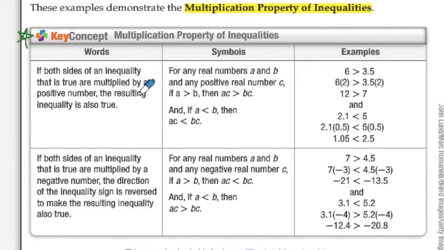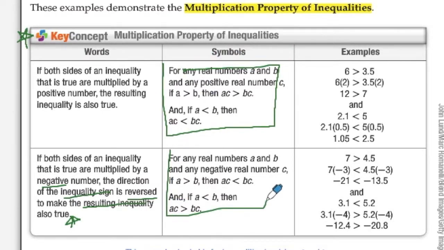If both sides of an inequality are multiplied by a positive number, the resulting inequality is also true. However, if both sides of an inequality are multiplied by a negative number, the direction of the inequality symbol is reversed to make sure that the resulting inequality is true. Please make sure you fill in the symbols for those two concepts and make sure you have an example to show why that works.